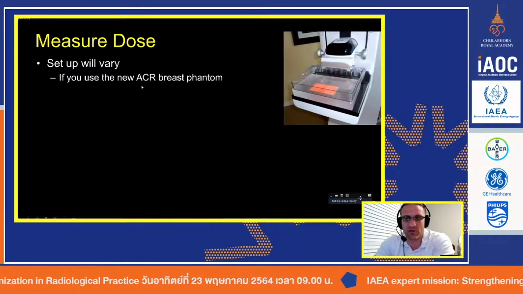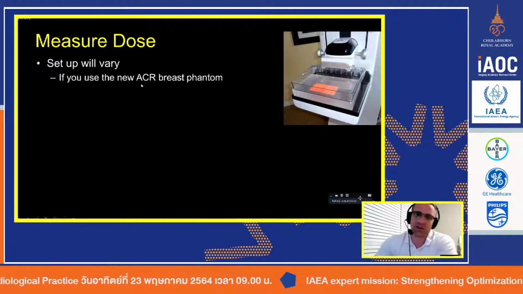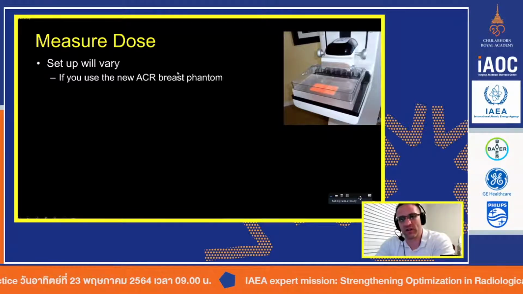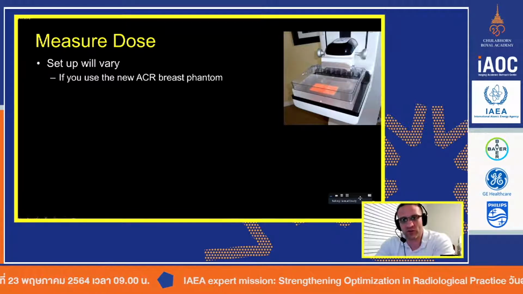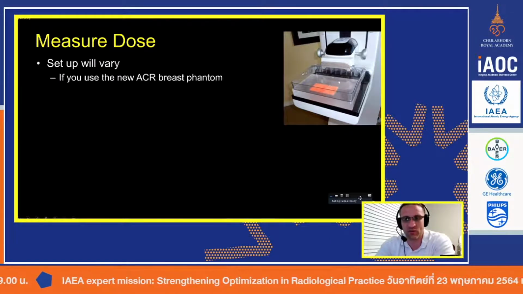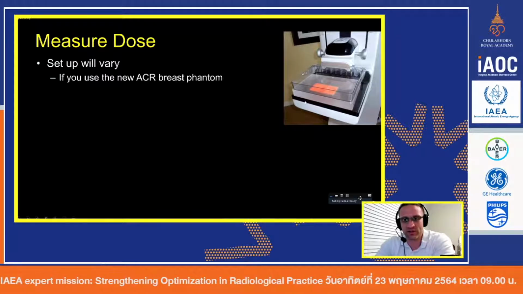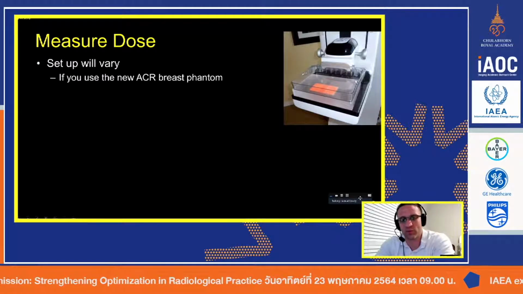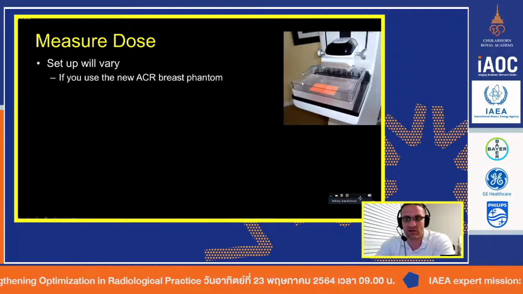It's actually been out for, I think, getting close to 10 years now. It's been available. So I don't know which Phantom you typically use. Most people still use that. A lot of people still use that small one. But this new Phantom is actually a really nice Phantom because it covers the full field of view.